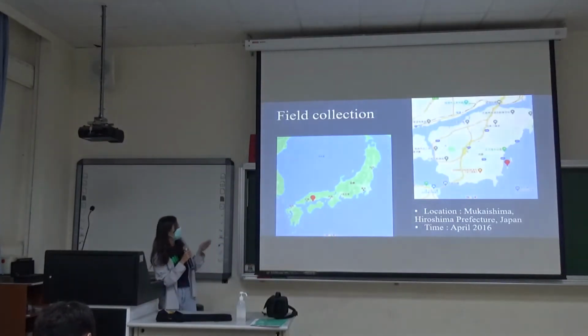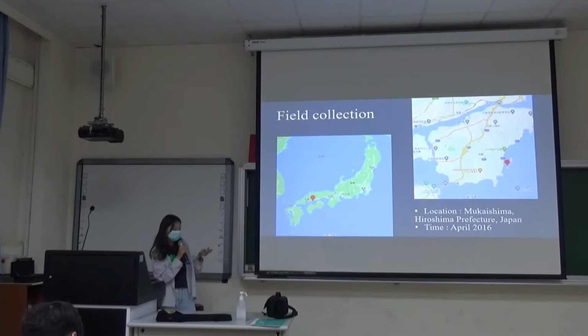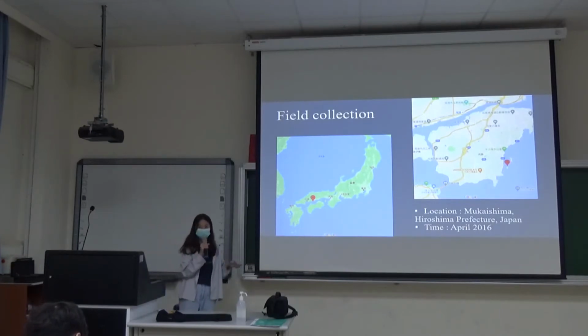Okay, the location where they were found in Japan is Yukashima, Hiroshima Prefecture. The time is April 2016. The reason we chose April is because the sea slugs were most abundant and just before they begin to lay eggs.